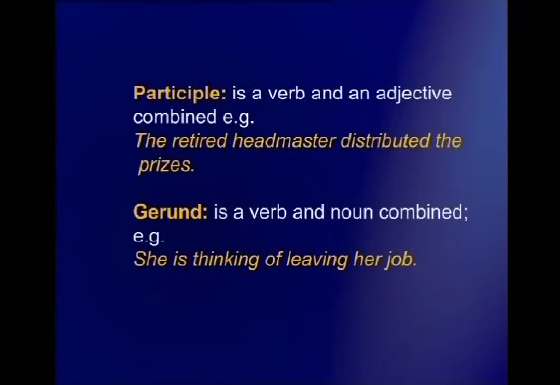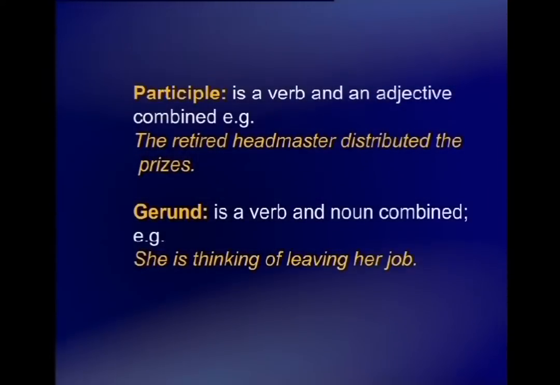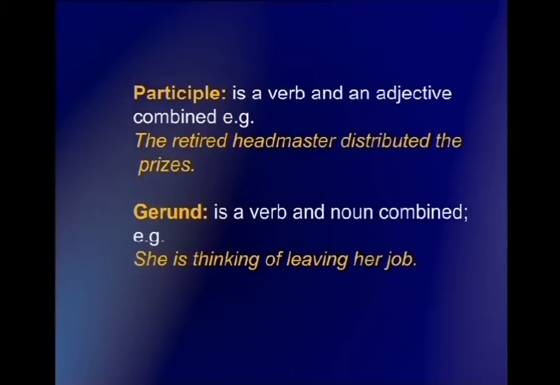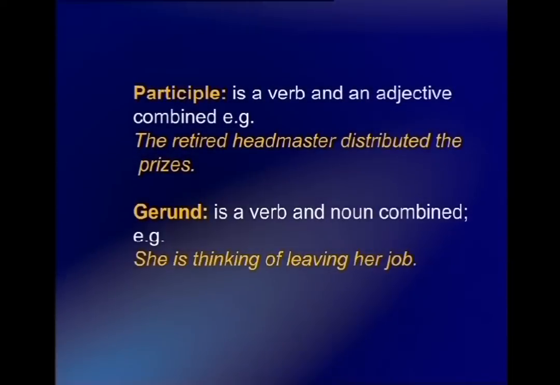And there are 4 kinds of words that are 2 parts of speech combined into one. These are participle, gerund, infinitive, and relative adverb. You are familiar with the 8 parts of speech. These 4 that I have just mentioned are in addition to those 8 parts of speech. And you must be familiar with them and what they mean.